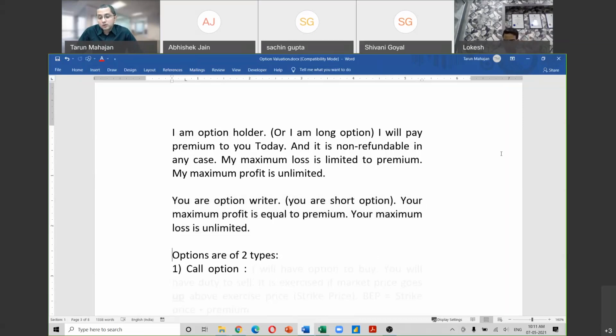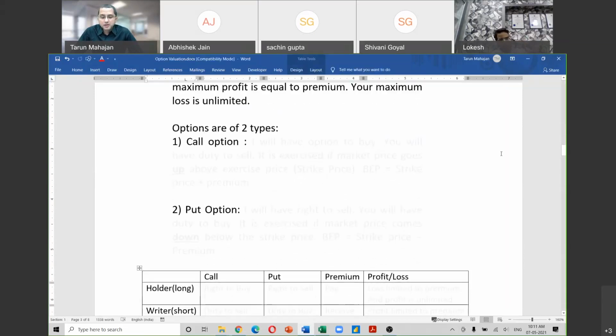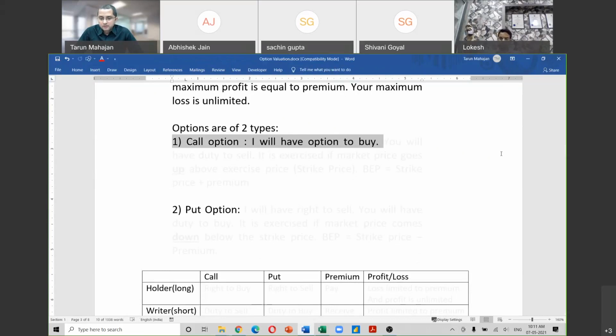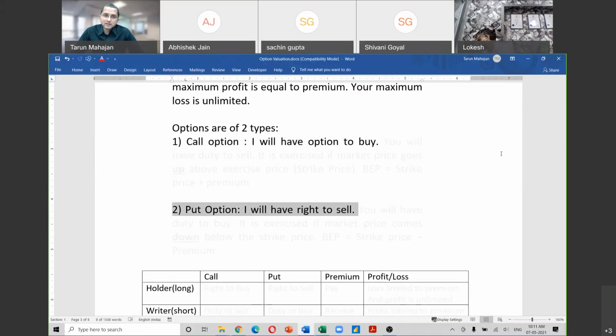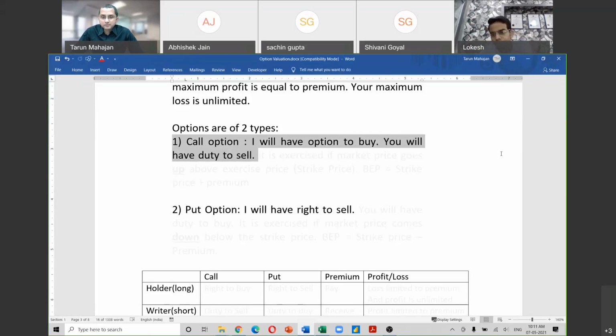Now options are of two types. One is called the call option, and the other one is put option. If I say I'll buy gold after 3 months, this is a call option. If I say I have a choice to sell gold to you after 3 months, this is called a put option. Right to buy is call option. Right to sell is put option. If I have the right to buy, my counterparty has the duty to sell.